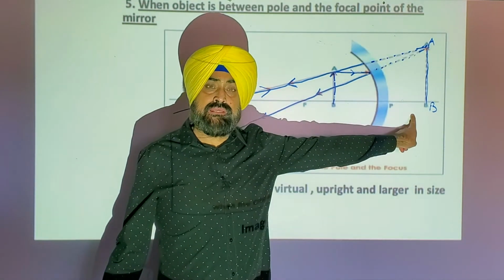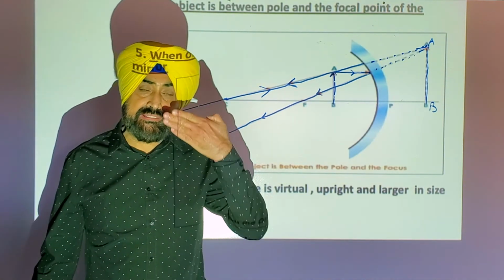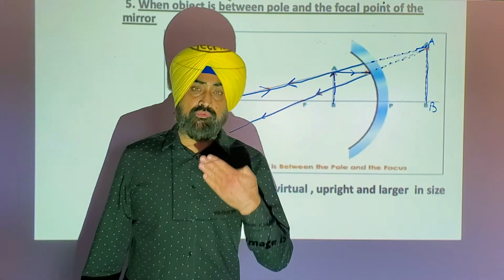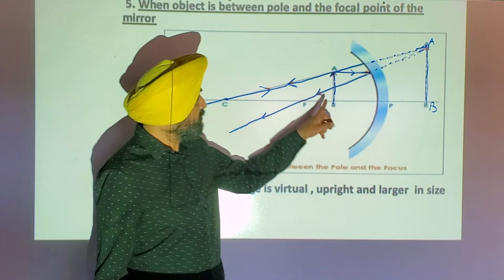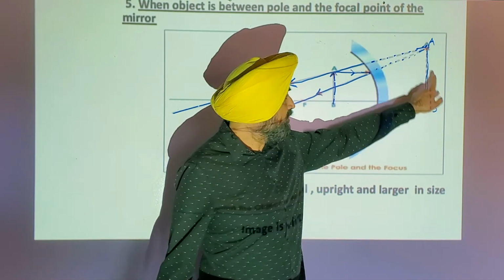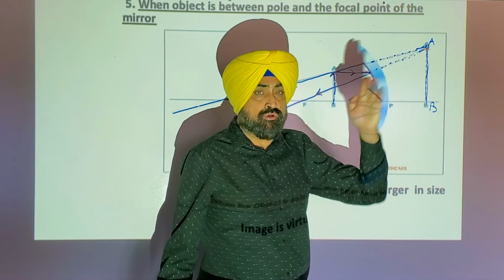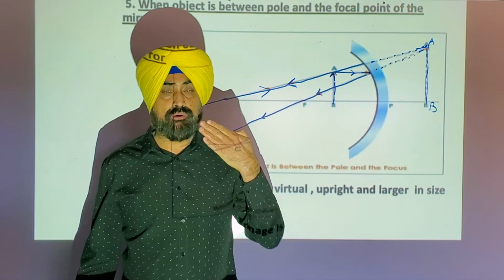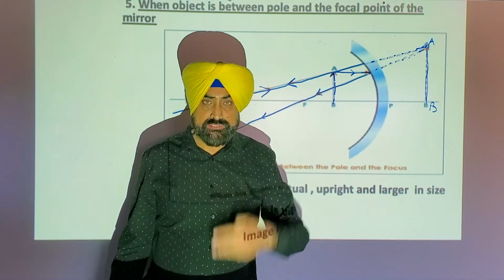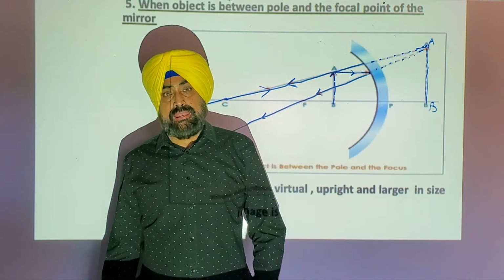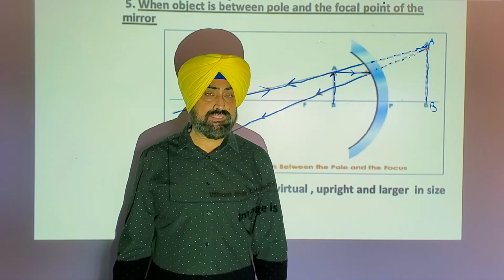See, this is the only case when the image is formed behind the mirror. So the image formed behind the mirror is a virtual image. And if you compare the size of the object, the image is larger in size and upright. In all other cases, the image was in front of the mirror, upside down, and either smaller or larger in size, depending on where the object is placed.